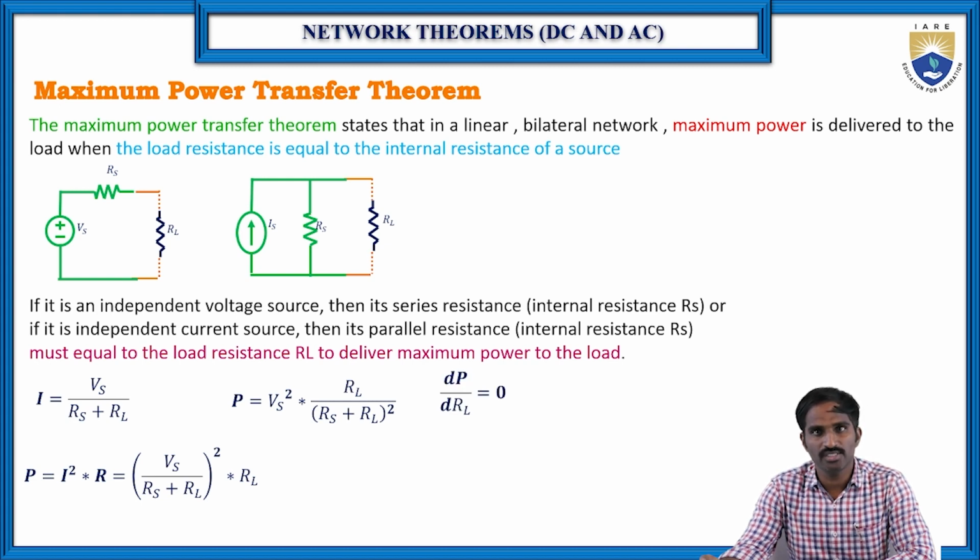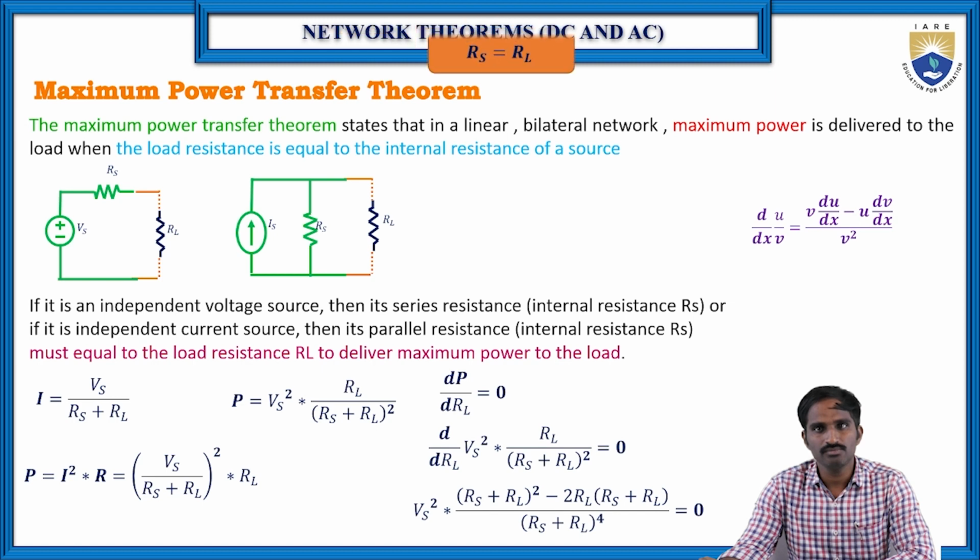The condition to get the maximum power: here RL is the variable, which means at what value of RL you will get the maximum power. To get that, you have to differentiate the power with respect to RL and equate it to 0. Then you will get the condition for maximum power, which is RL is equal to Rs.